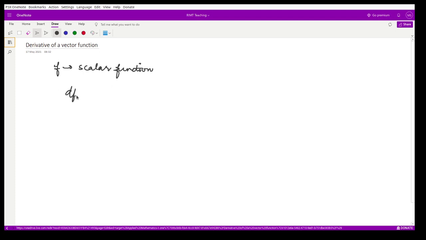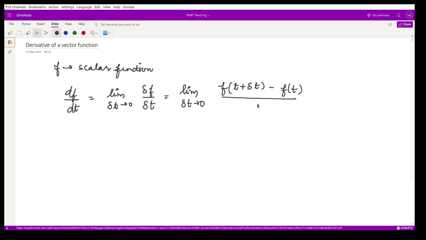The derivative of f with respect to, say, the variable t is defined like this: limit delta t approaches 0 of del f by del t. Now what is this? This is the limit as delta t approaches 0 of the variation of the function about the point, f of t plus delta t minus f of t, divided by delta t, provided this limit exists. So this was the definition of the derivative for a scalar function.